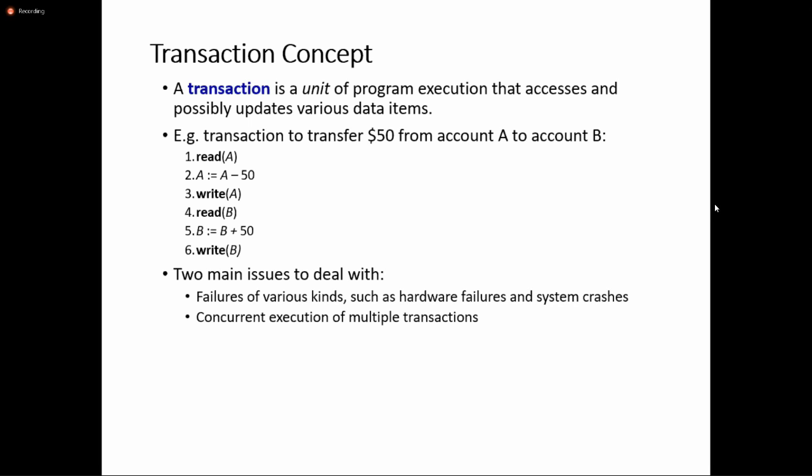Then if you credit that $50 in B, we write the new balance, increased by $50. Already a particular balance is there, but now it is increased by $50. This is one transaction, but you can see there are 6 steps there. This is the transaction. The first step is to read the balance.